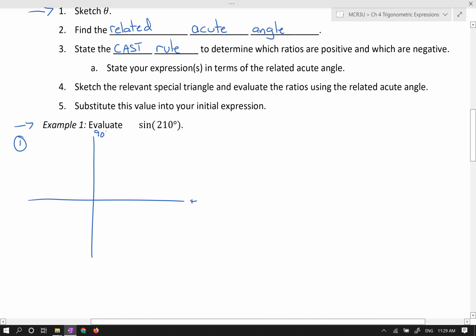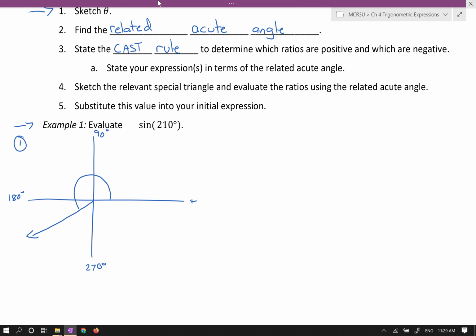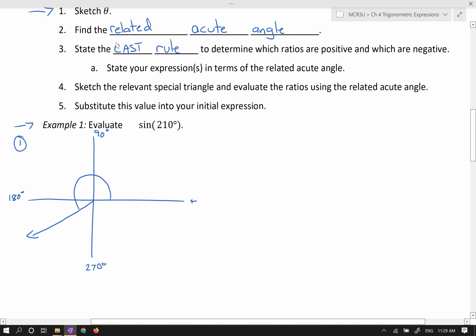Well, I know 90 degrees is up here. I know 180 degrees is over there. And I know 270 degrees is 3/4 of the way around. So 210 will fall somewhere in between 180 and 270. Fantastic. So I'm working in here something like this. We've sketched it. Good job, us. That's step 1. Step 2, we want to find our related acute angle.